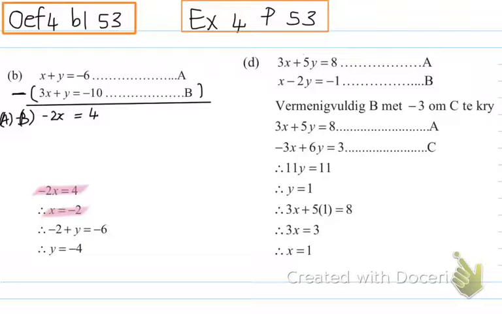And then, to get y, I'm going to substitute that in equation number A. Okay, so I put that back into A. -2 plus y is equal to -6, so y is equal to -4. Then I write it in coordinate form, -2, -4.